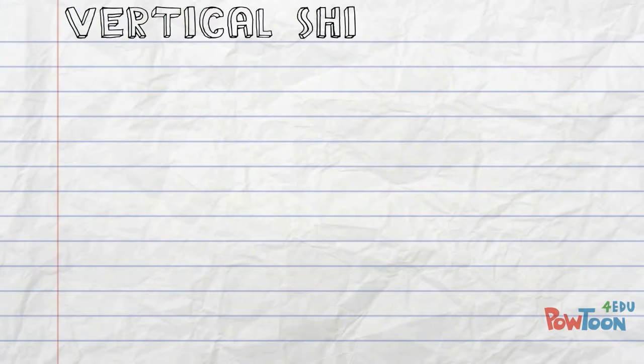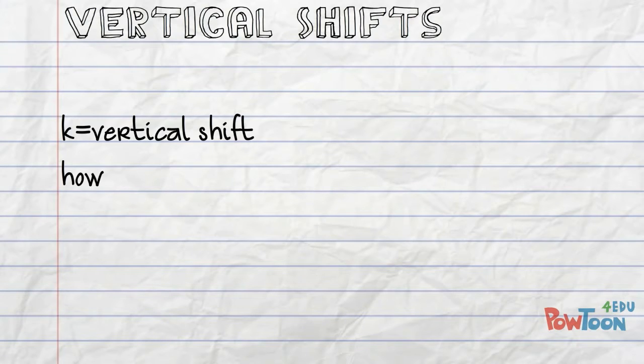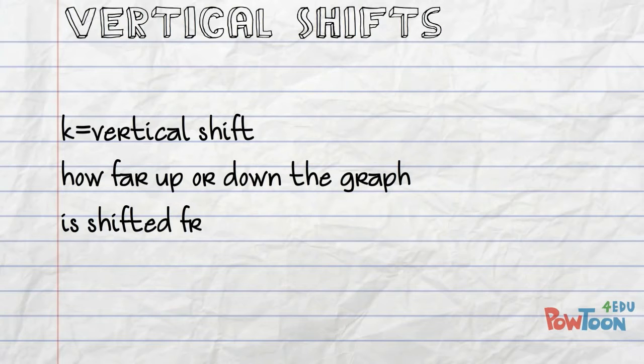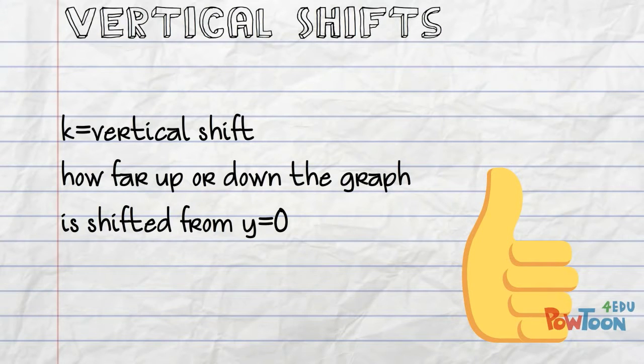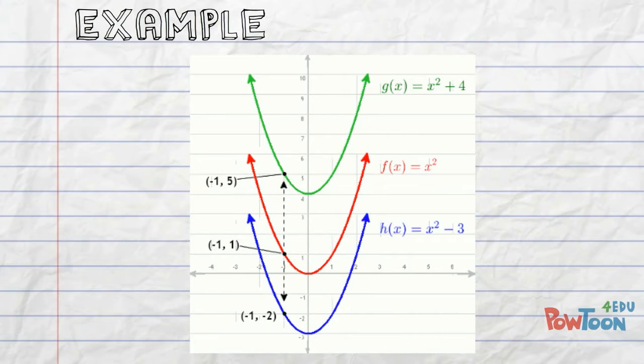A vertical shift is how far up or down the graph is shifted from y = 0. In this example, the red parabola is the original, and the green parabola is shifted up 4, and the blue parabola is shifted down 3.